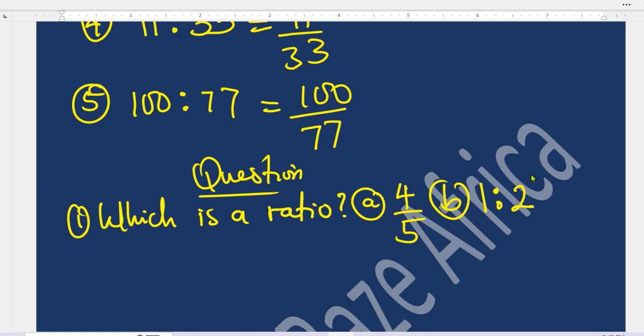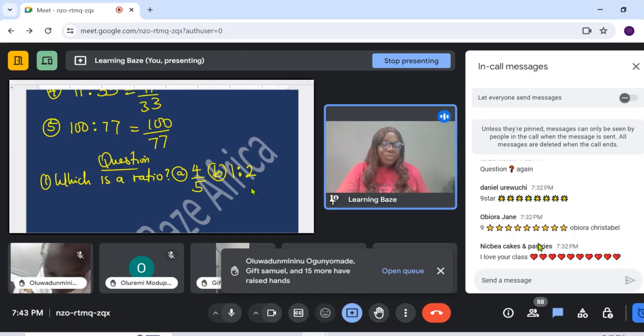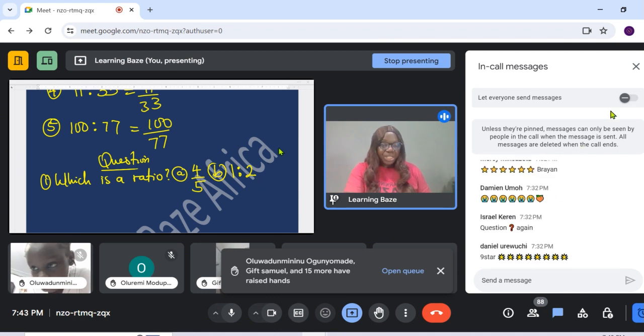Look at option A. Look at option B. Which one is a ratio? Now I'm going to open my comment section. This question will give you 3 stars. Some people already have 9 stars. So which is a ratio?